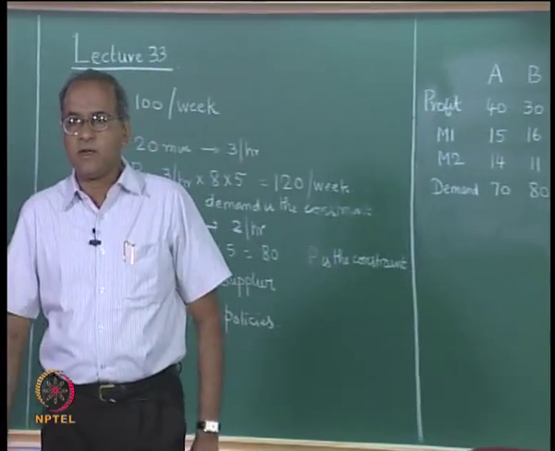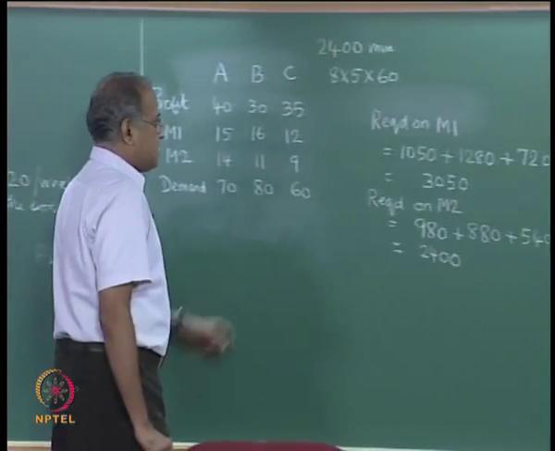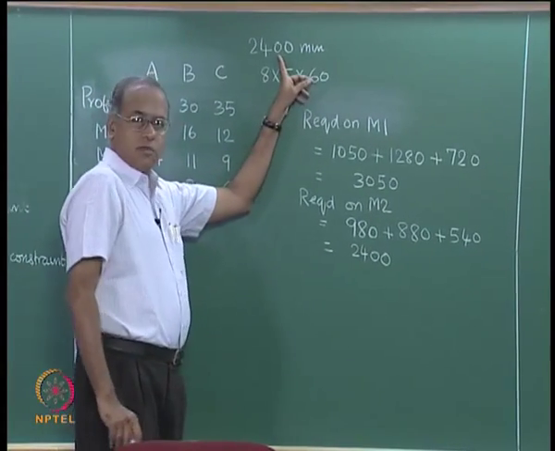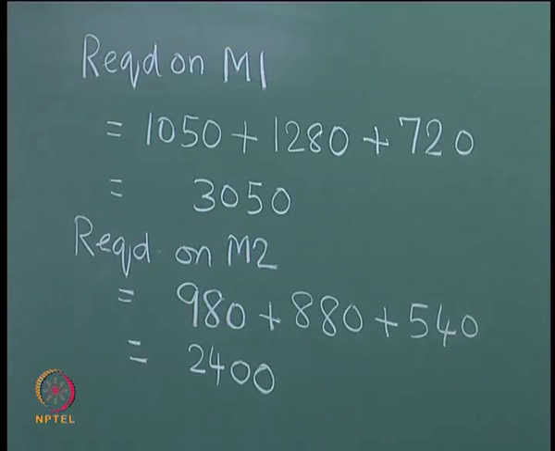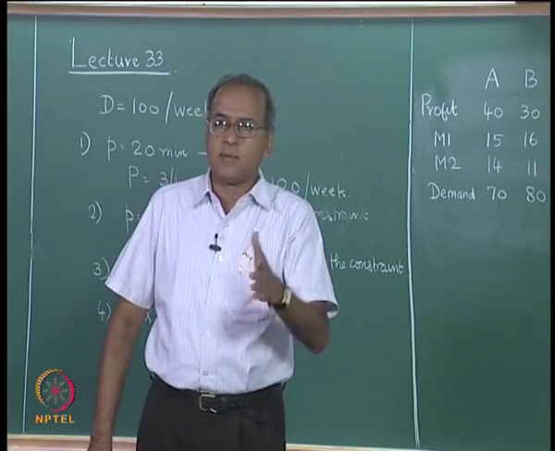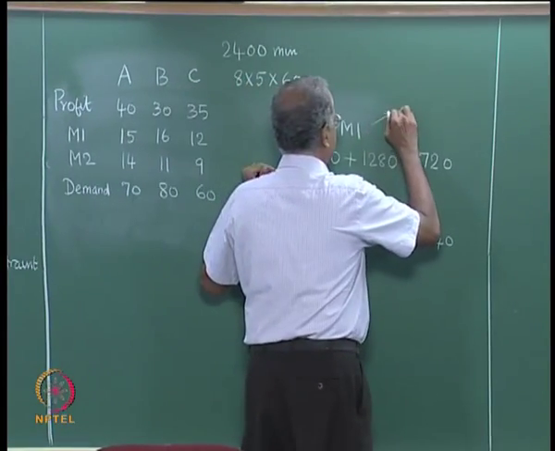$2,400 is the requirement. Now, if we look at both the machines, this machine is available for 2400 minutes, the requirement is 3050. So, the demand on the machine is more than its capacity. So, this machine becomes a bottleneck machine.